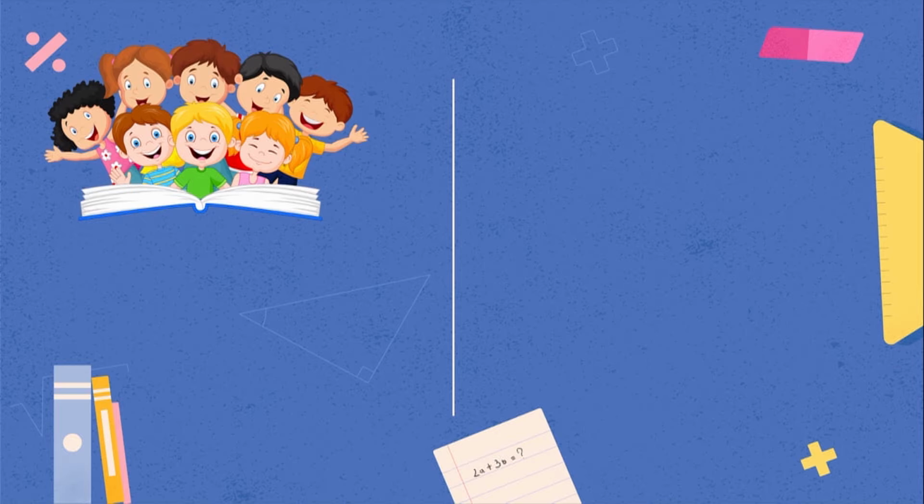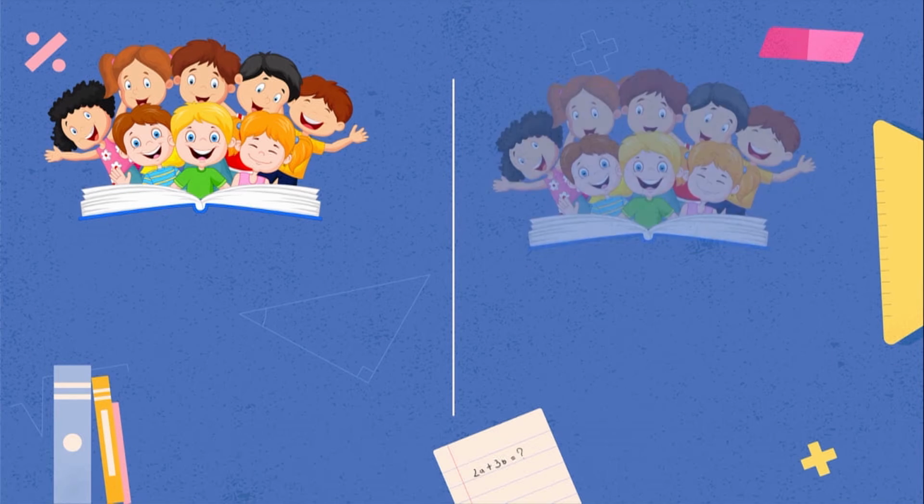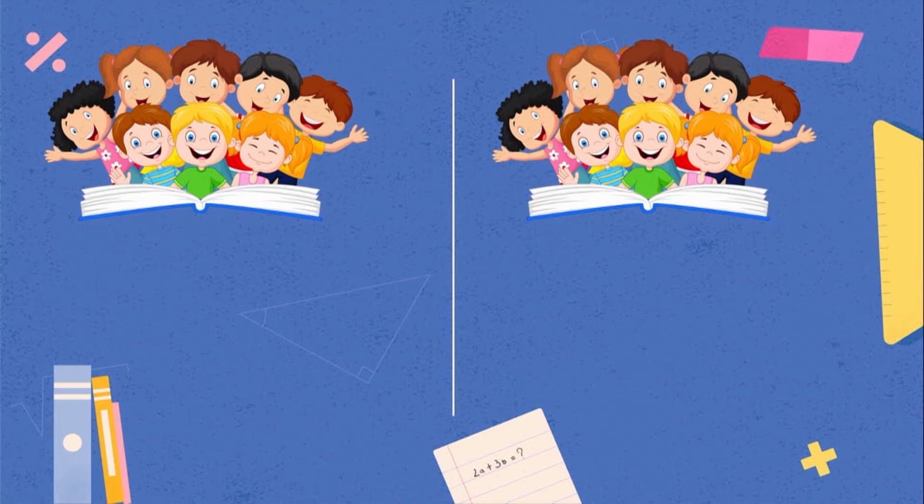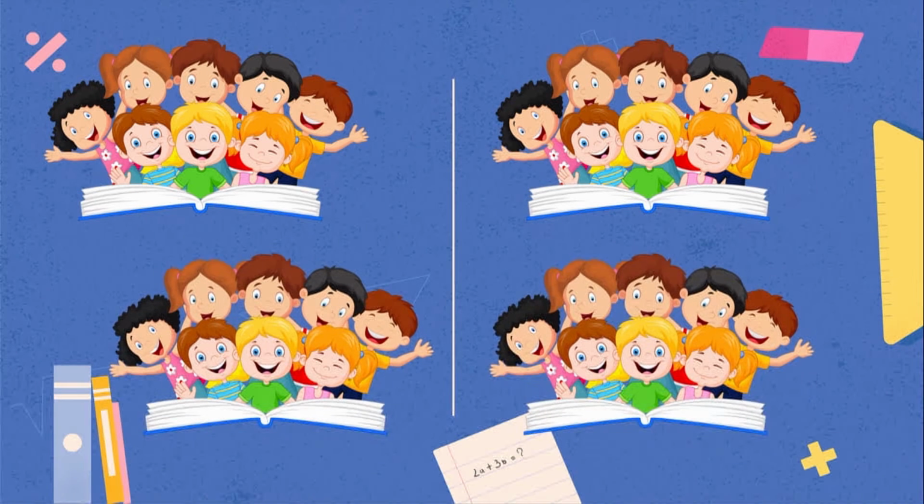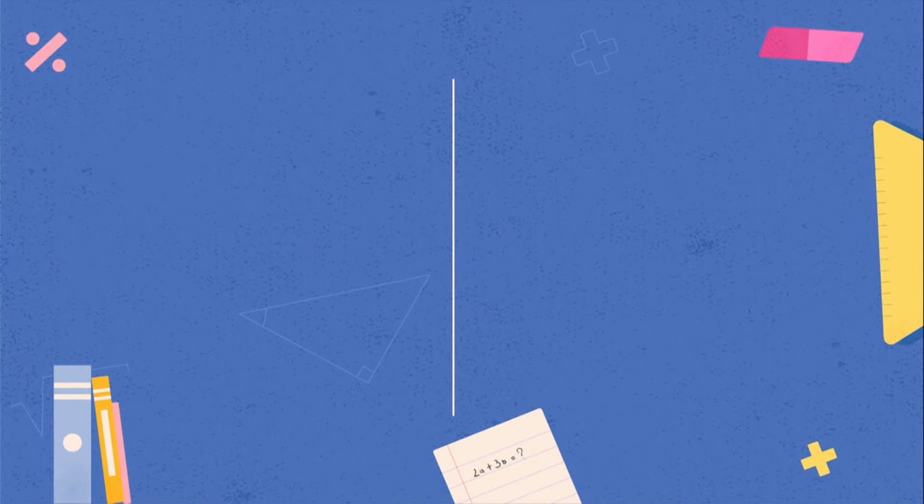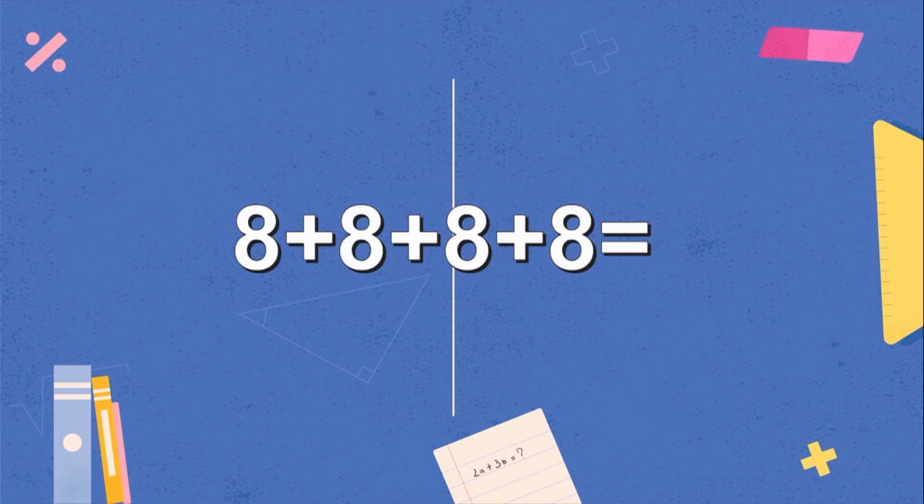So what about if we didn't just have one group, but we had 2? How many children do we have now? Can you figure it out? Yes, we have 16. What about if we had 4 groups? How would you go about figuring out the answer for that? You would do maybe 8 plus 8 plus 8 plus 8 to get your answer.